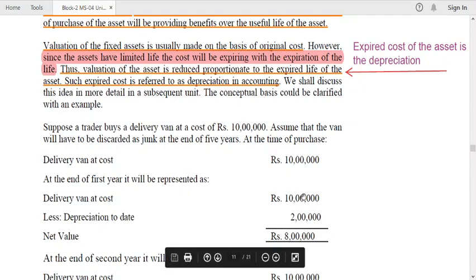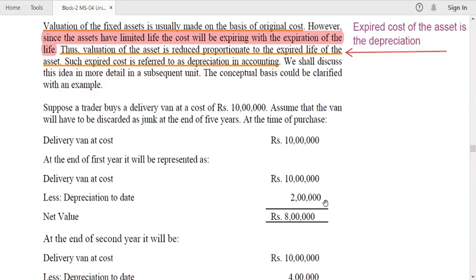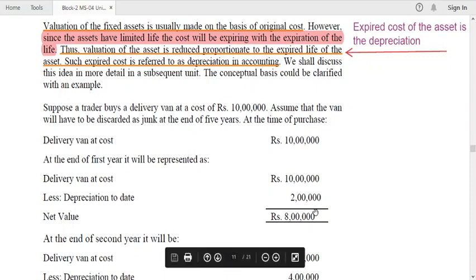If we treat equally, if we take 2 lakh rupees every year, 2 lakh, 2 lakh, 2 lakh, 2 lakh for 5 years, then at the end of the 5 years, this value will become 0. This expiration of cost every year is called depreciation. If the expiration of cost is given equally every year, that is called the straight line method of depreciation.